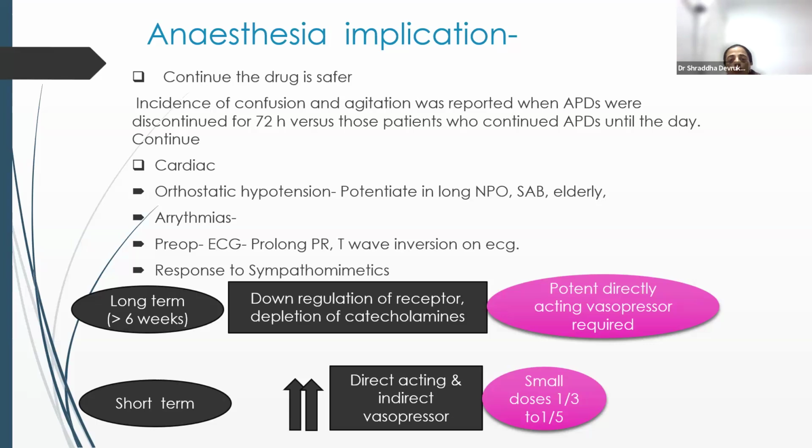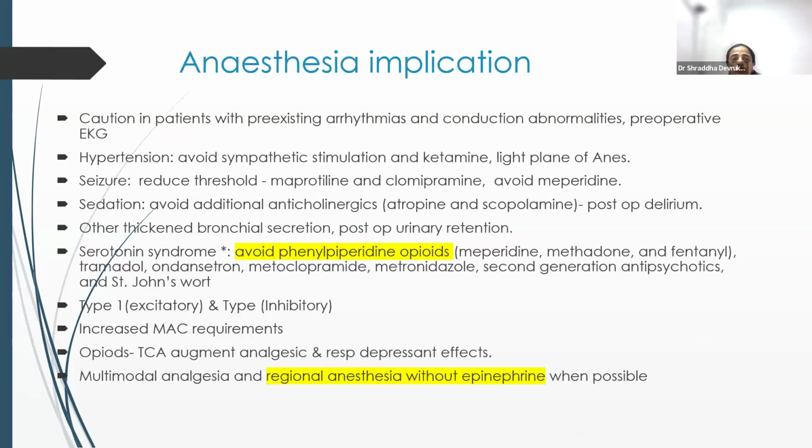While in the short term, since there is an excess of noradrenaline and catecholamines at the receptor level, both direct and indirect acting vasopressors will have an exaggerated response. So what you do is start with a small dose, say one-third dose, check for the response, and accordingly go ahead. Hypertension: avoid all those things which can cause sympathetic stimulation, like ketamine and a light plane of anesthesia.